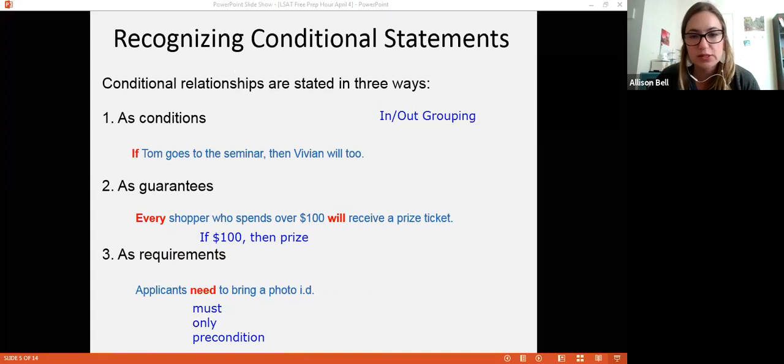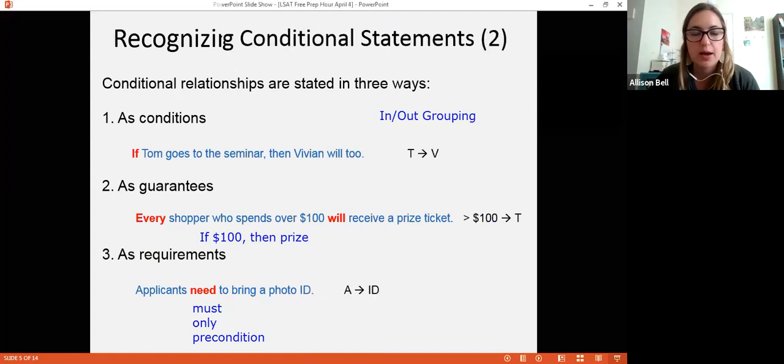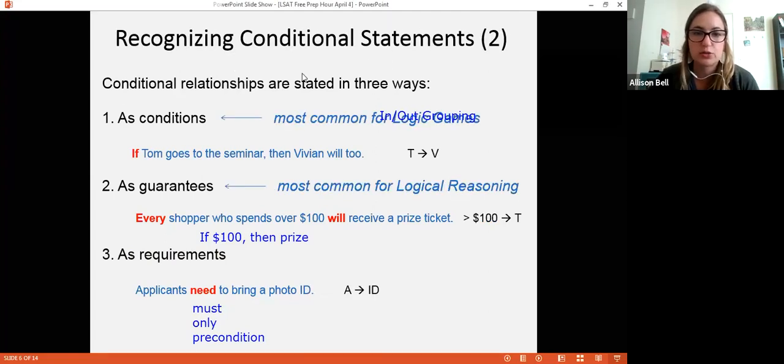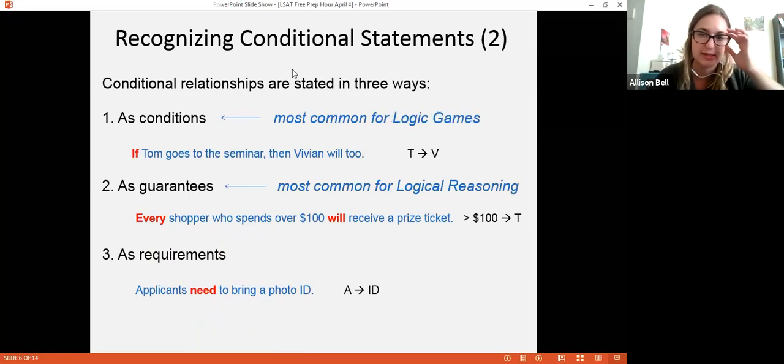Anytime that you see any of this language, you are in conditional logic territory. And it's important to your LSAT studying that you learn to recognize it. So on logic games, you want to know that the if-then is conditional logic and that you might then be able to write it in a certain way. On logical reasoning, you want to know that these strong words and requirement words signal conditional logic.